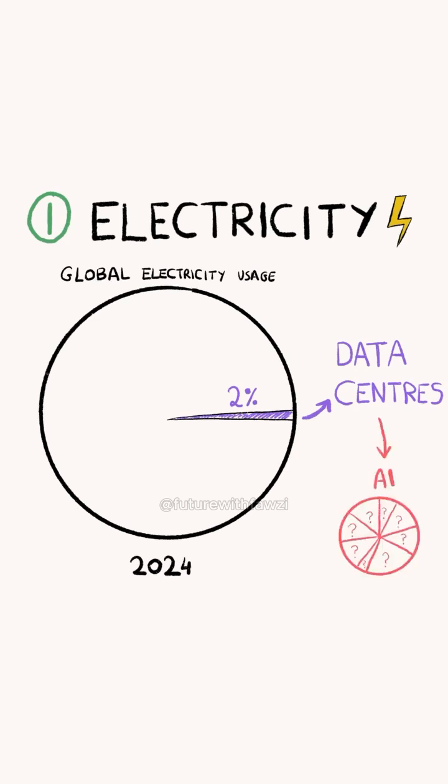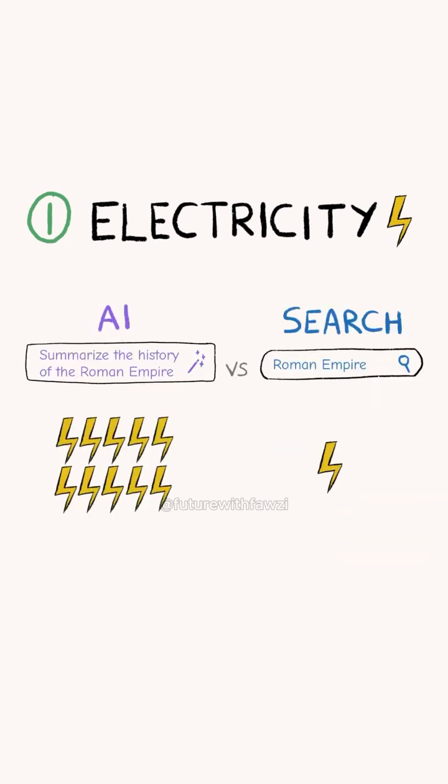We don't know what share of that can be attributed to AI alone. It's estimated that a single AI request uses 10 times more energy than a standard search. But this estimate is based on AI models from 2023, which are much smaller than the ones we have today.